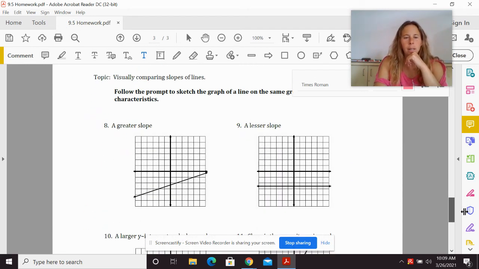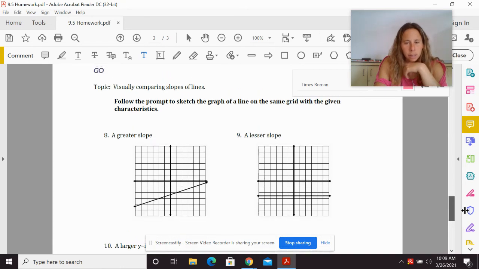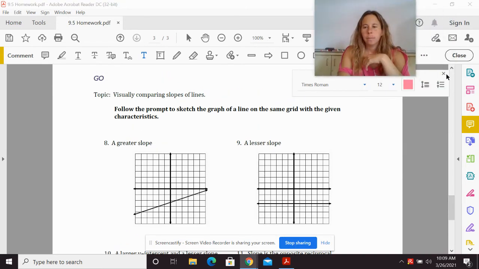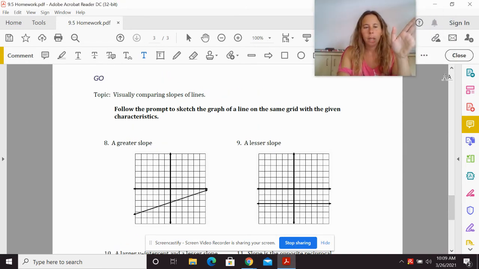The last part, follow the prompt within the line. Oh, okay. So they give you a line, or they give you a graph, and they give you an instruction. So you need to draw a line that has a greater slope. So once again, you're gonna have lots of different answers here, and that's fine. So it has to have a greater slope. Okay. That means it's going to be increasing faster.